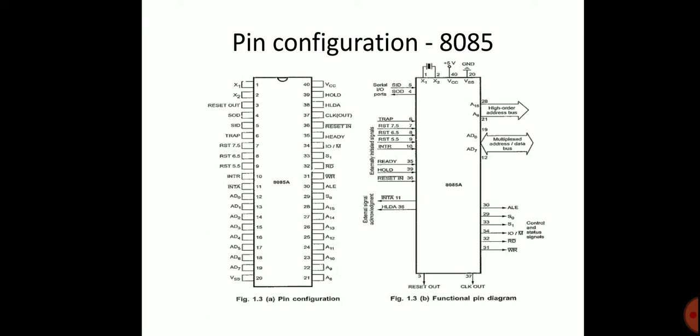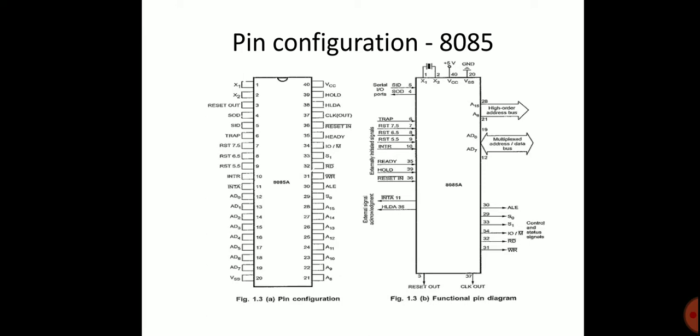The signals of 8085 can be classified into 7 groups according to their functions. What are the 7 groups? Number 1, power supply and frequency signal. Number 2, data buses and address buses. Number 3, control buses. Number 4, interrupt signal. Number 5, serial in-out signals. Number 6, DMA, direct memory access. Number 7, reset signals. These are the major important signals of the 8085 microprocessor.